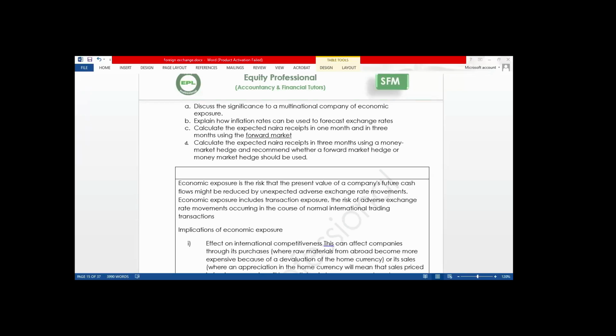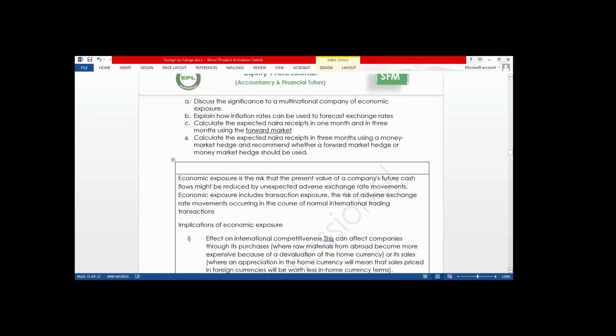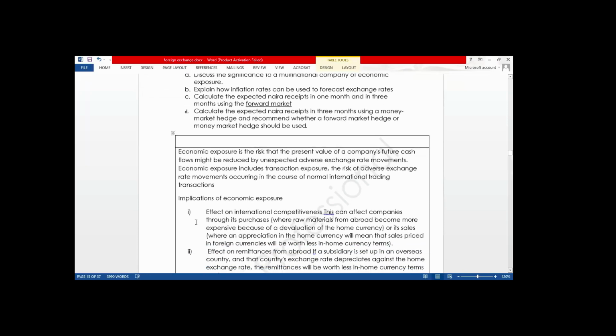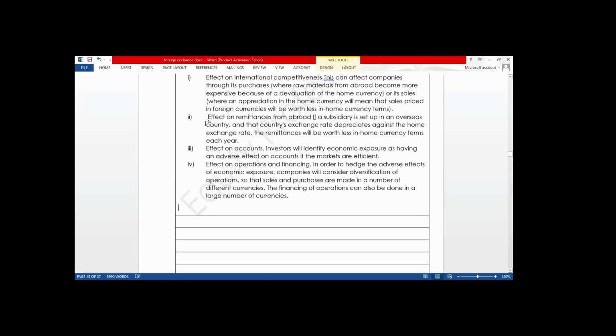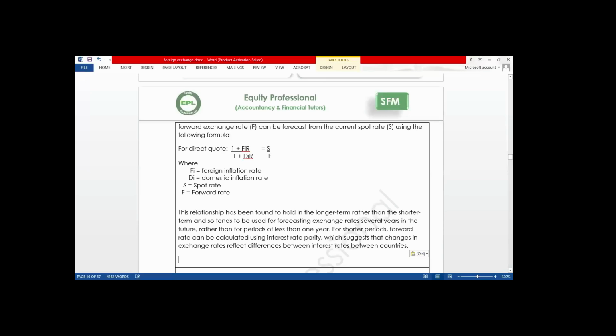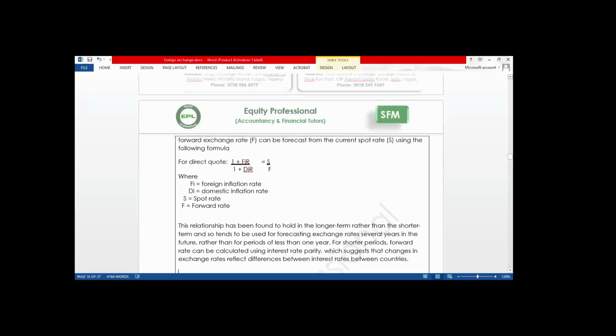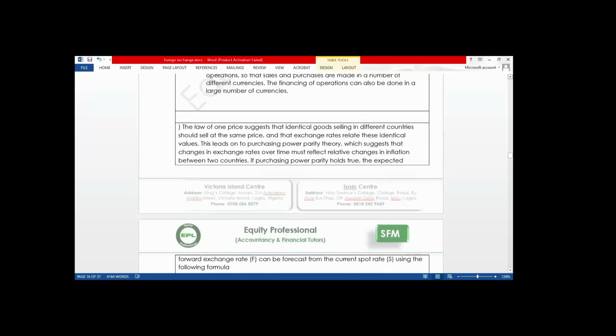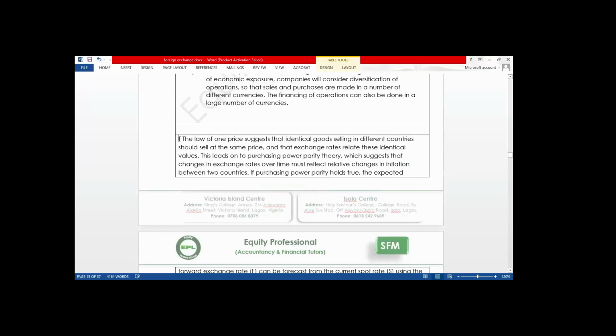Let me copy the solution for you. Look at the solution here. So to requirement B, I'll place it. Look at it, please. You can always refer to it. This is B now.